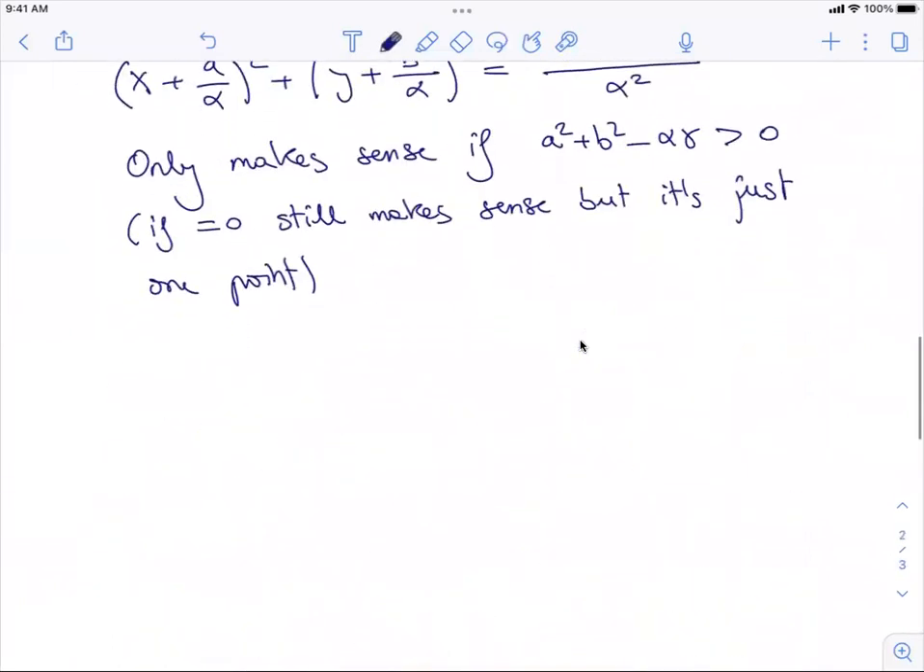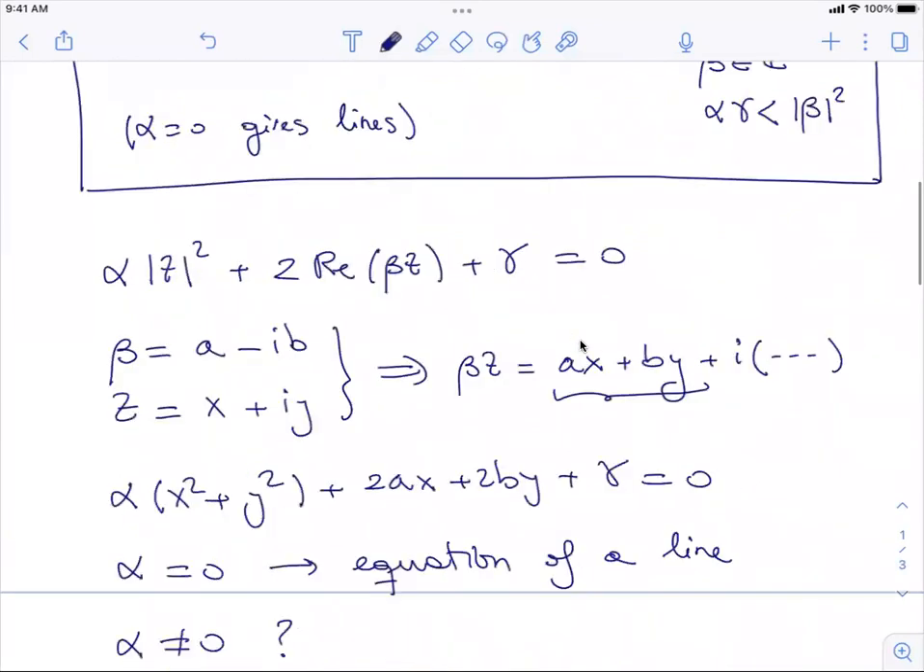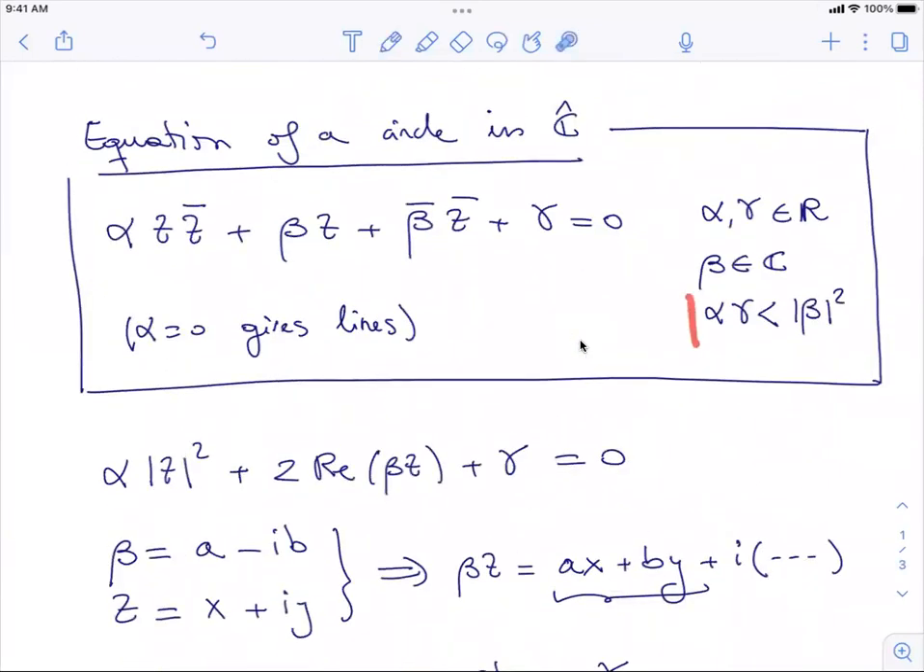So what we got here is the magnitude of beta squared. The modulus a squared plus b squared needs to be bigger than alpha gamma, which is the condition we required. Okay, let's look at it one more time. So this condition here that looked a bit mysterious is just a condition that guarantees that we are looking at something that makes sense.